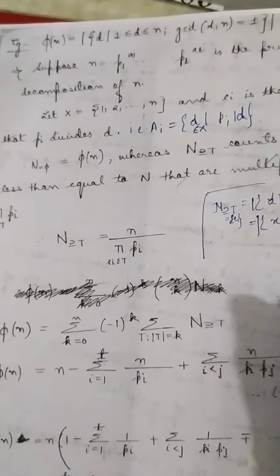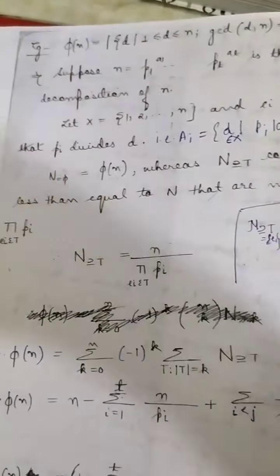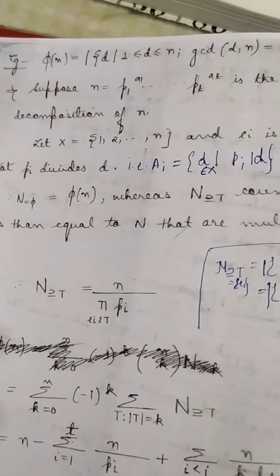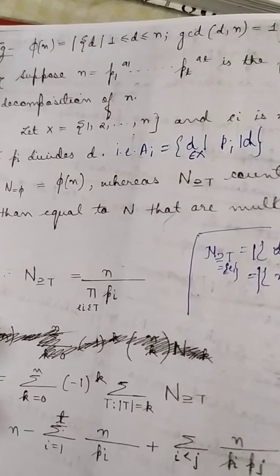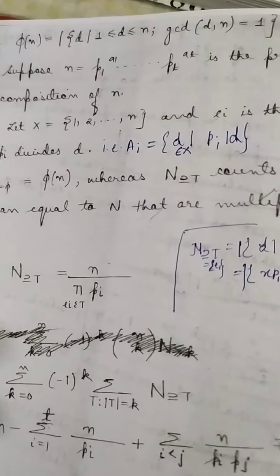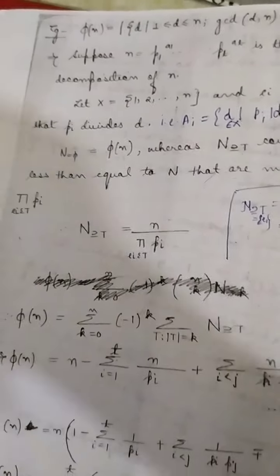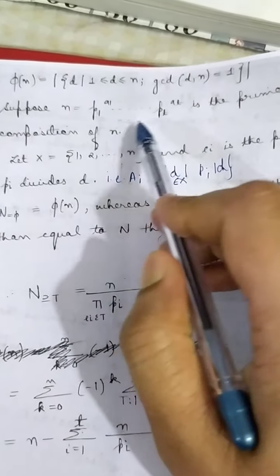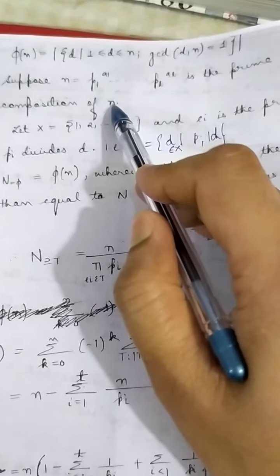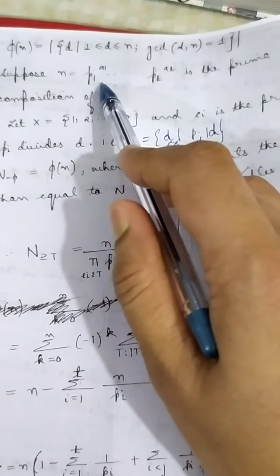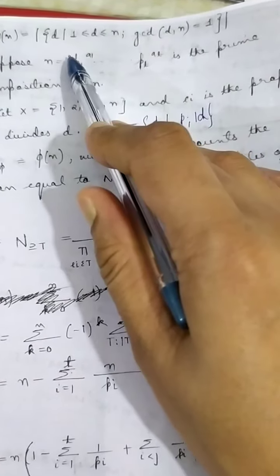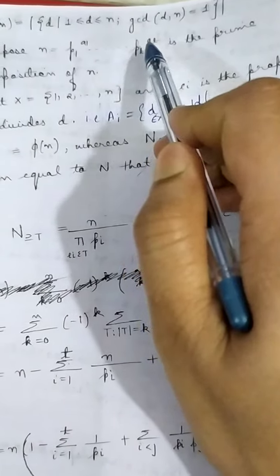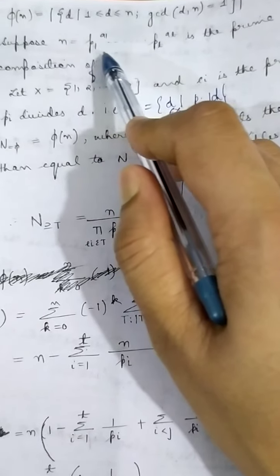So we can derive the formula. Phi n, you just remember from Euler's phi function. Phi n means the number of elements which are relatively prime to n and which are less than or equal to n. For this, suppose n is of the form given by the prime factorization of n. By the fundamental principle of arithmetic, you can write n as a product of primes.